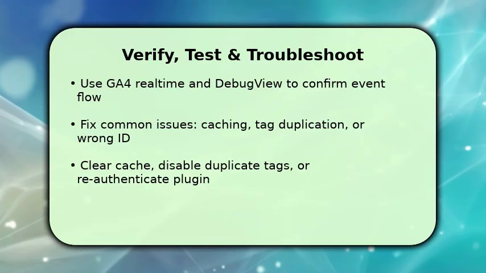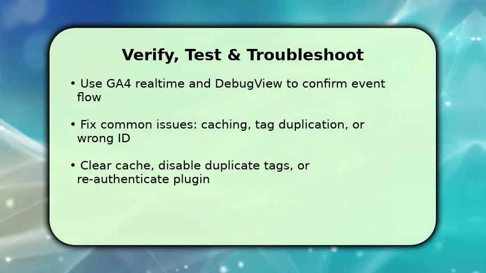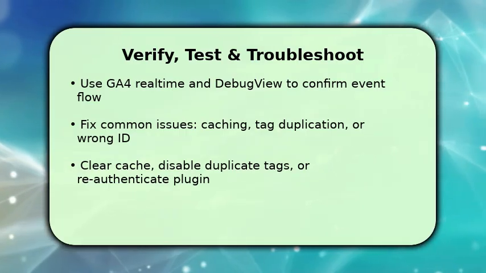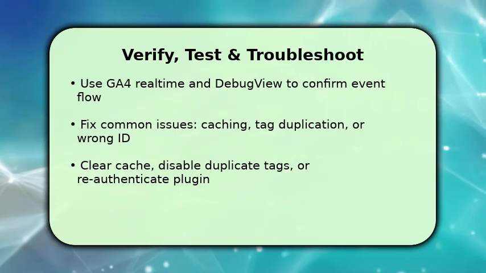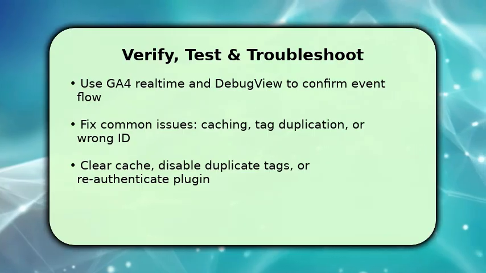Open GA4 real-time and debug view while you interact with the site to confirm events arrive. If nothing shows, check for caching or tag duplication, clear WordPress cache, disable extra analytics plugins, and confirm the measurement ID matches exactly. Re-authenticate the plugin if permissions changed.